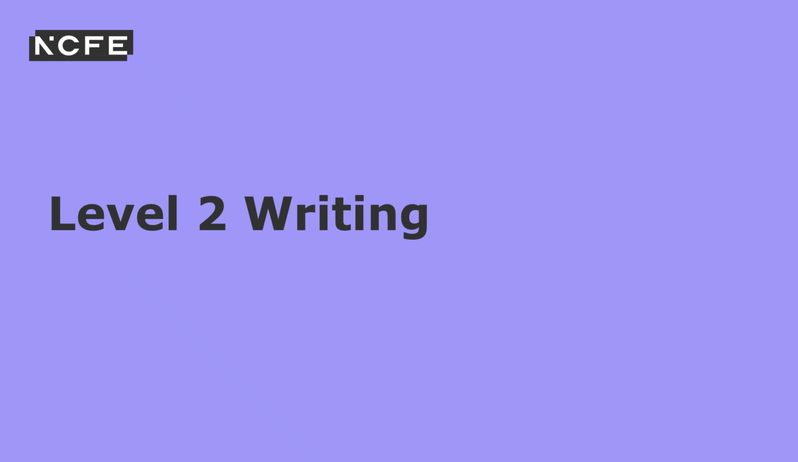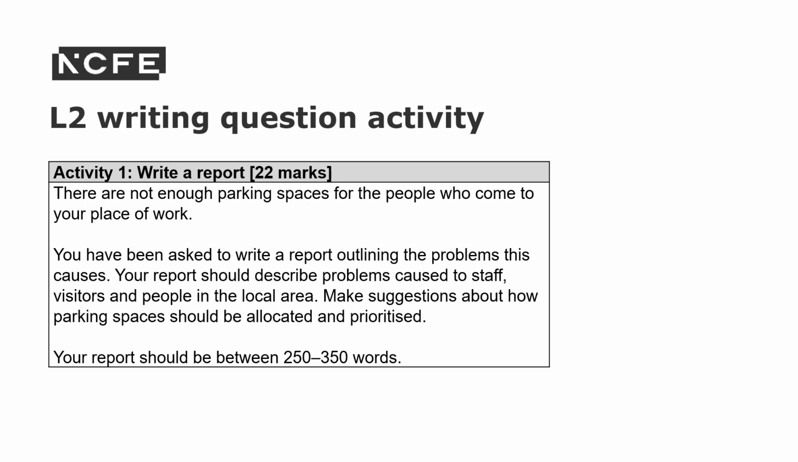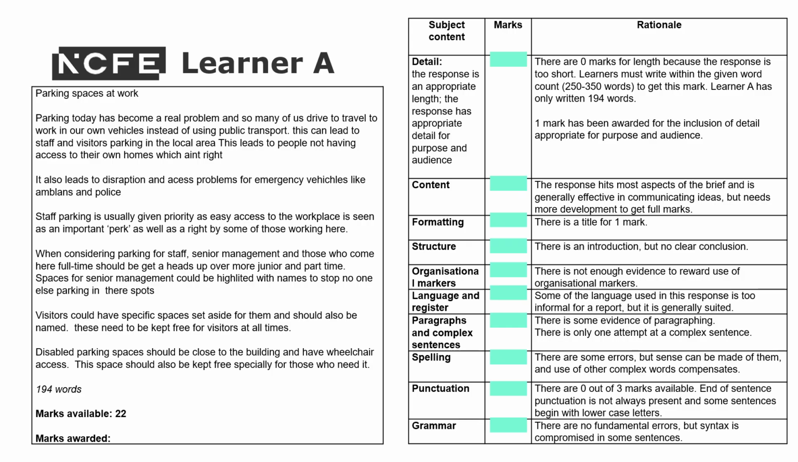Next, we're going to move on to the level 2 writing. So in this section, we're going to look at 3 responses to the writing assessment. I will give you some time and you may wish to pause the recording to have a look at the responses and then we'll go through the answers. So here we have Learner A response. You will need to have a copy of the mark scheme and also pause the recording while you allocate marks and then we'll go through.